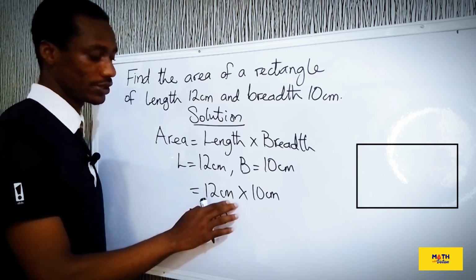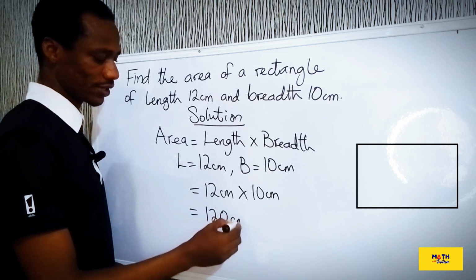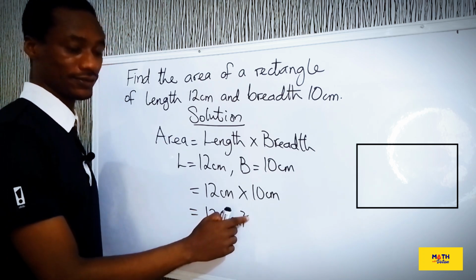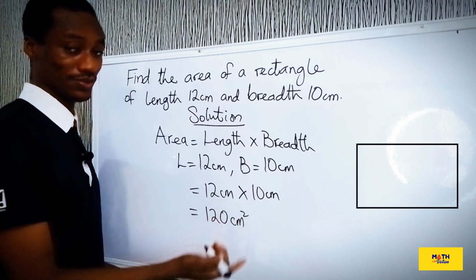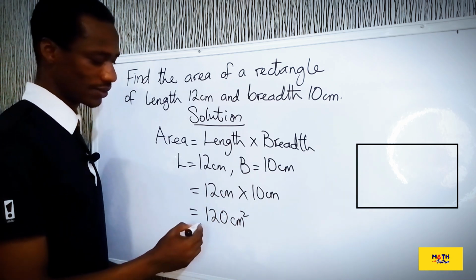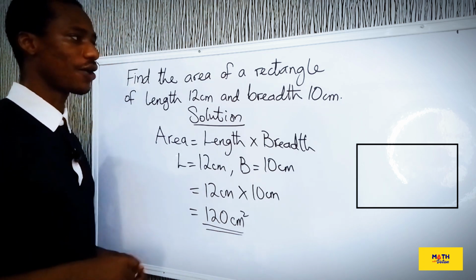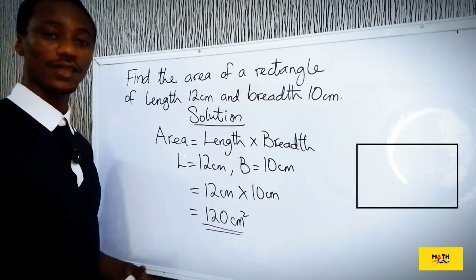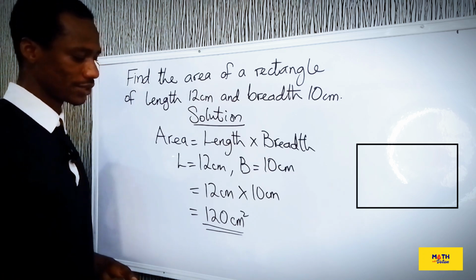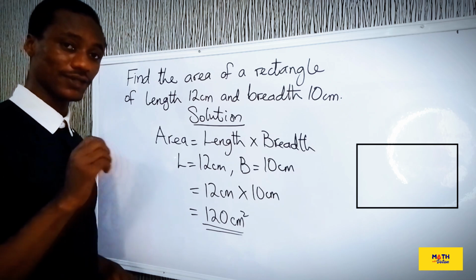And then centimeters times centimeters will give us centimeters squared, because we're multiplying it by itself. So centimeters squared is the same thing as centimeters times centimeters. And that is our final answer. So the area of a rectangle of length 12 centimeters and breadth 10 centimeters is 120 centimeters squared.